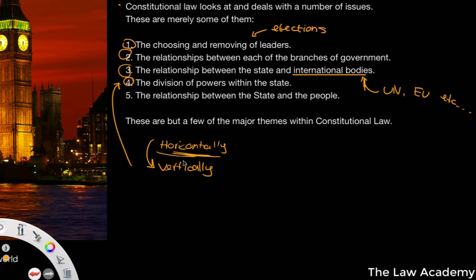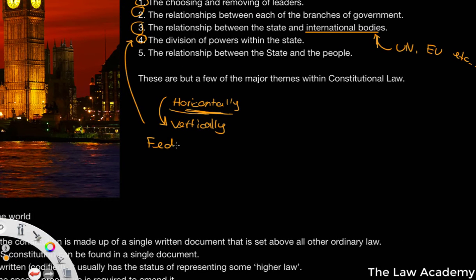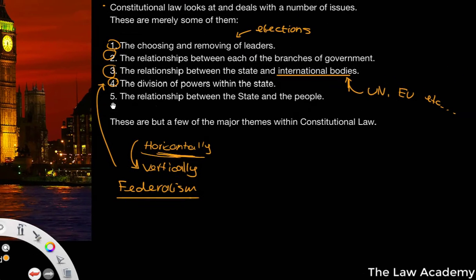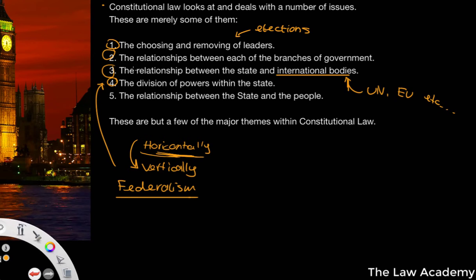And we'll be talking about the idea of federalism as well in a later lesson, and how the United Kingdom has a very complicated relationship with the principles of federalism, and that's a question for another video. And then finally, just to note that this is not an exhaustive list. There are other things that a constitution and constitutional law would study.